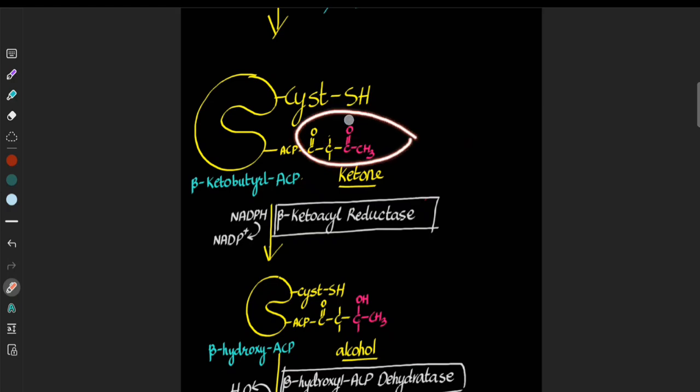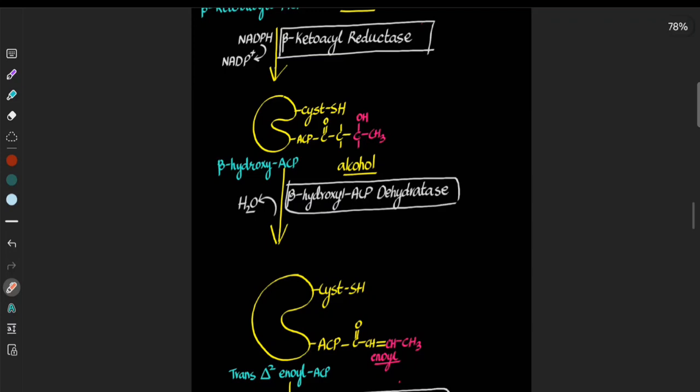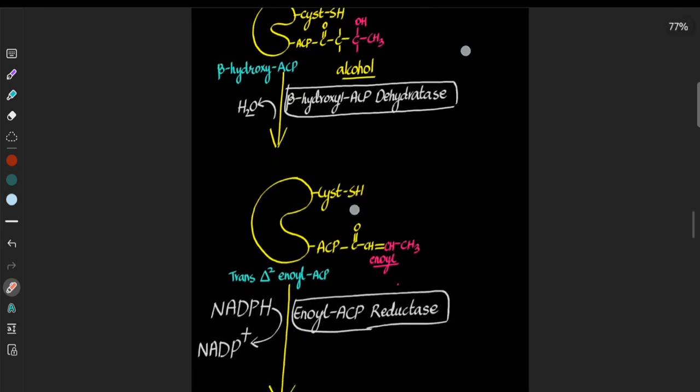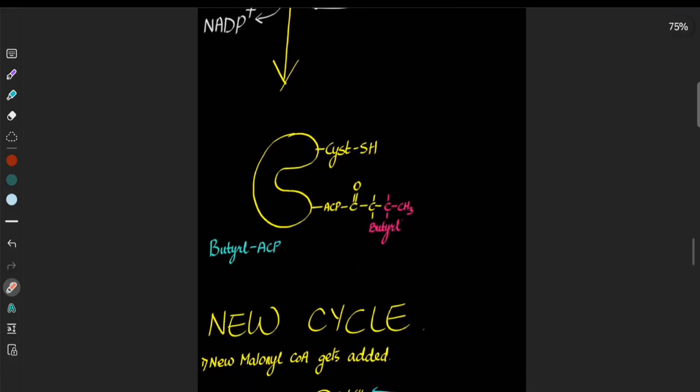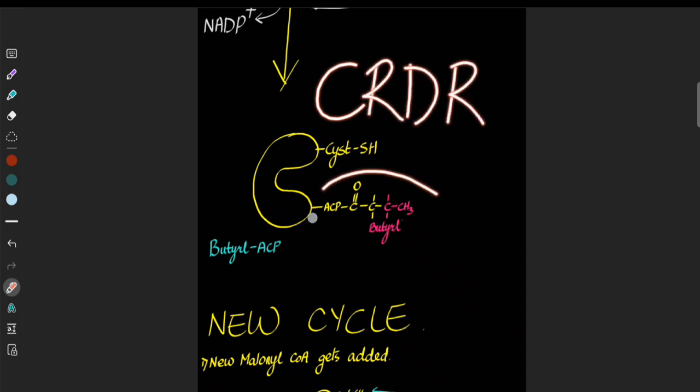And then we have the ketone group being reduced to an alcohol. Then after alcohol we have produced a double bond, right? And then we have finally produced a single bond, right? So we understood that CRDR is the process which helps us to make a straight chain.